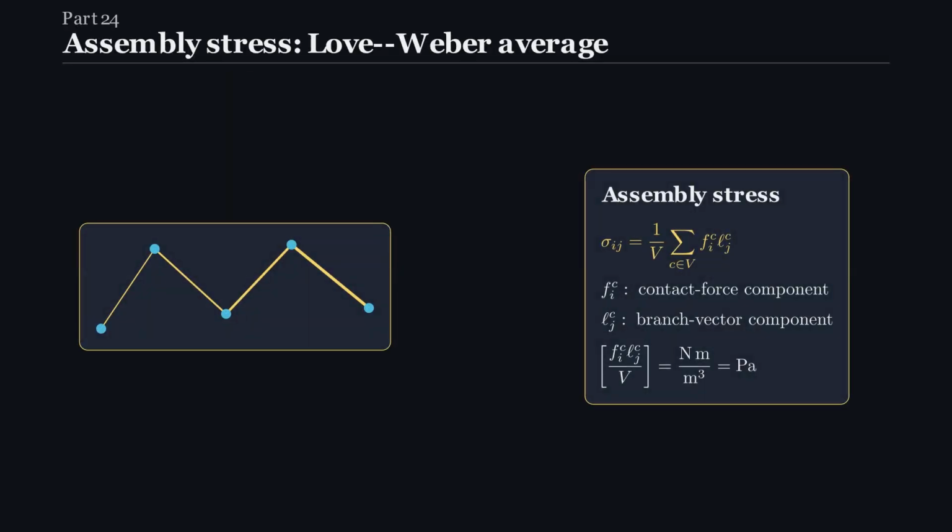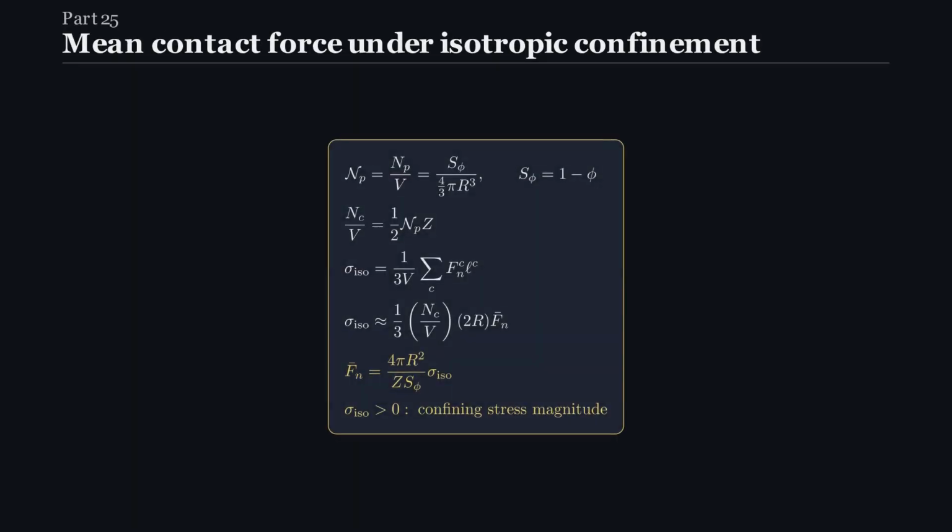Cundall-Strack has no Hertzian stress field inside a grain, but an assembly stress can be computed by volume averaging contact forces and branch vectors. This Love-Weber type expression converts a discrete force network into a continuum average stress over a representative volume. For an isotropic monodisperse packing, the mean normal contact force follows from the average stress, particle number density, contact density, and a branch length of about 2 radii. The result scales linearly with the confining stress magnitude and quadratically with particle radius.